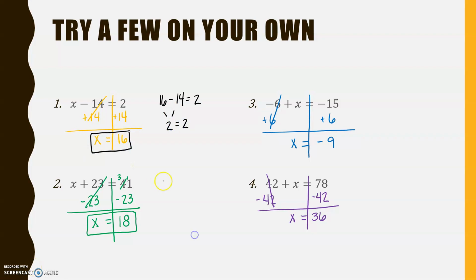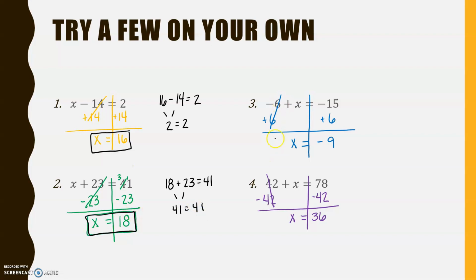Next, I'd have 18 plus 23 equals 41. If I add these together, I get 41 equals 41, which is true. So x equals 18 is my final answer.